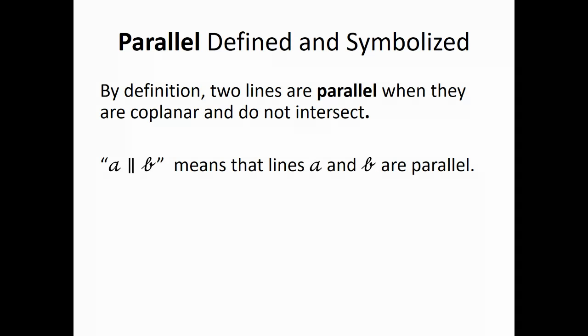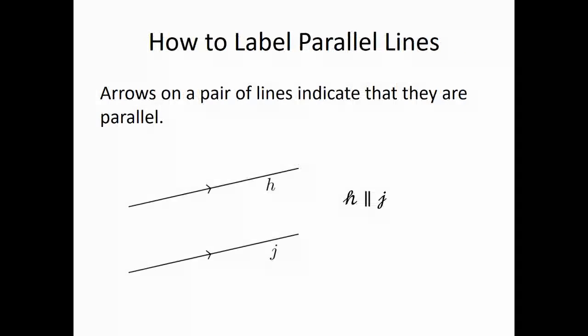We do have a symbol for parallel. Of course, it would be good to have a small symbol instead of having to write out "is parallel to." And that symbol looks like, I just circled it, a pair of parallel lines laid next to one another. So A, that symbol, B, is read as A is parallel to B.